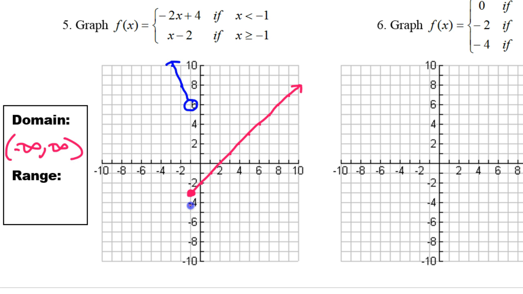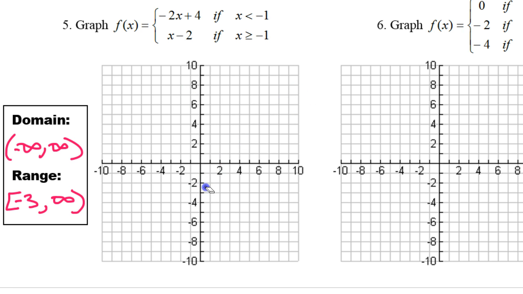Now the range, bottom to top, the lowest value of the graph is here at negative 3, a y value of negative 3. And that's a closed circle included, so I'll do a bracket. And then it goes up forever. Both of these go up forever, so that's going to be infinity.